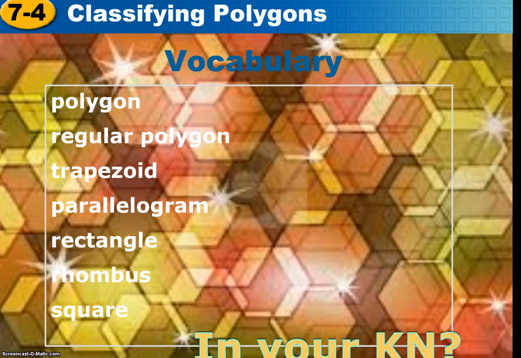Vocab. Polygon: closed shape, no curves. A regular polygon is a closed shape with no curves and all angles are equal. A trapezoid has 1 set of parallel sides, a 4-sided shape. A parallelogram is a 4-sided shape with 2 sets of parallel sides. There are different types of parallelogram. You can get a rectangle, which has 4 right angles and 2 sets of parallel sides; a rhombus that has 4 congruent sides, but not necessarily right angles; and a square has 4 congruent sides and 4 right angles. Pause for a second and make sure you know those words.